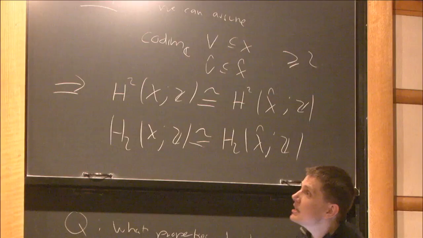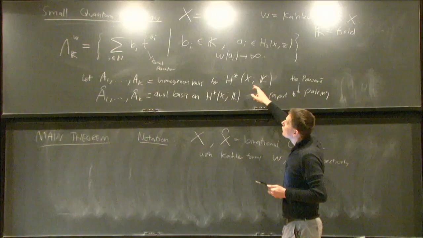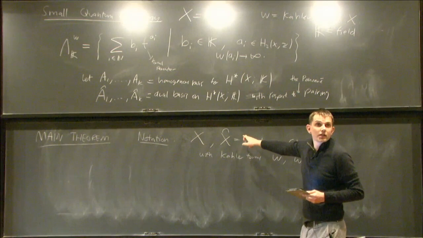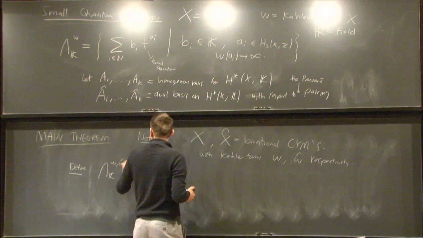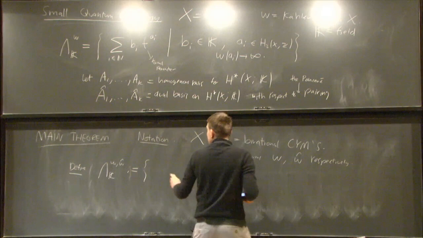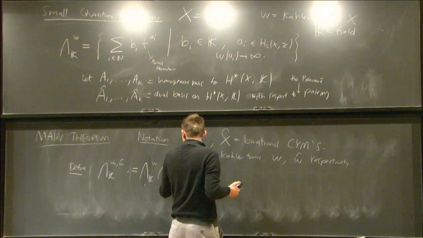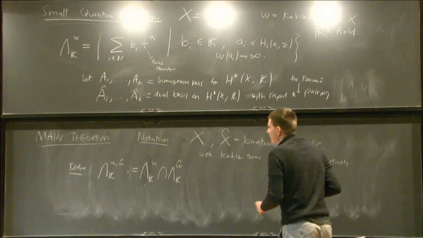So that means I can define a new Novikov ring, which is the intersection of this Novikov ring and the Novikov ring associated to X hat. So I can define lambda k omega omega hat to be the set of power series. So I could just write this as lambda k omega intersect lambda k omega hat under this identification.